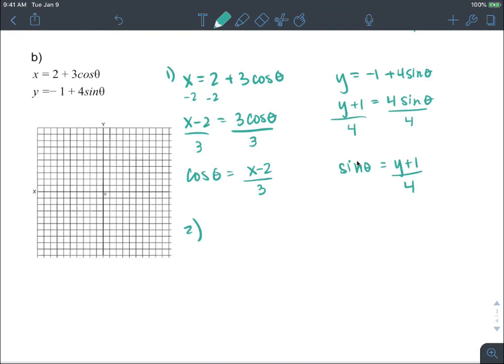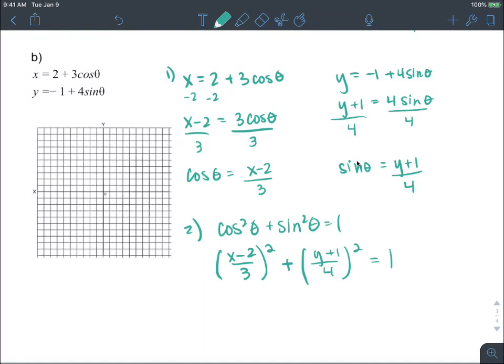Step 2. Sub this in for cosine squared theta plus sine squared theta is equal to 1. So I get x minus 2 over 3 squared plus y plus 1 over 4 squared is equal to 1. Again, you don't know what type of shape this is, but the stretch values are different. It's kind of like a circle, but the stretch values are different, so this is an ellipse. Don't worry about that until chapter 9. Okay? That's it.